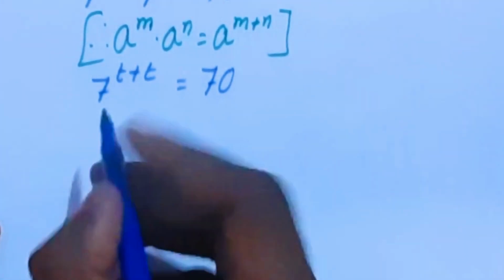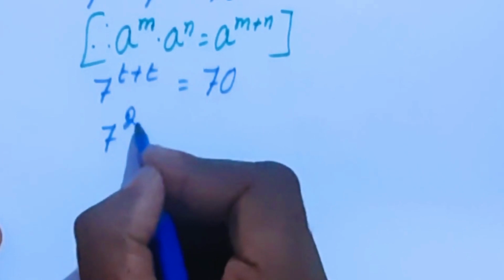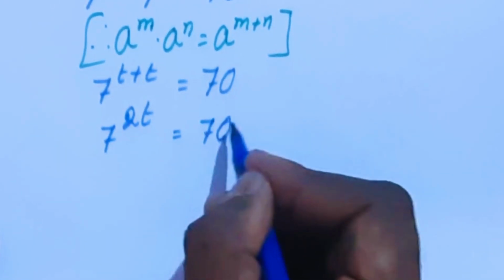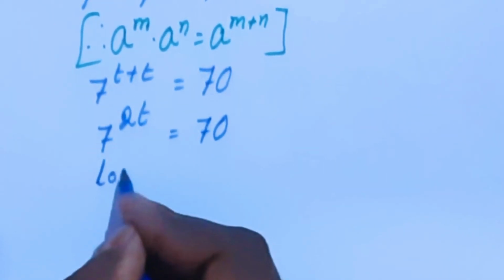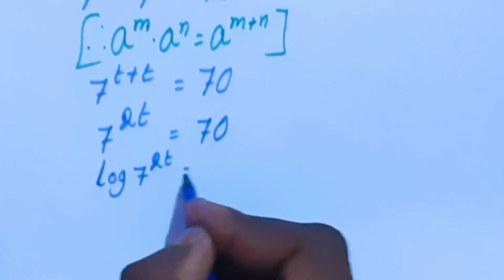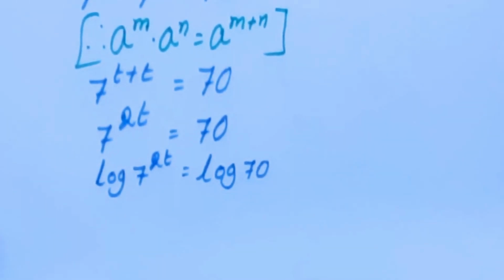Now, 7^(t+t) is 7^(2t), equal to 7t. Now take a log on both sides. So log 7^(2t) equals log 7t.